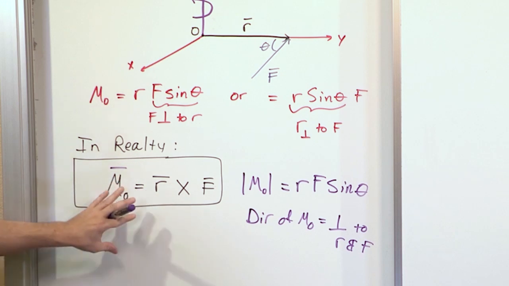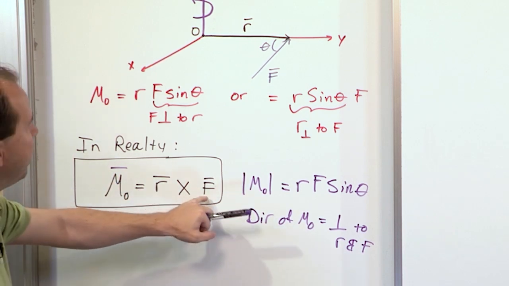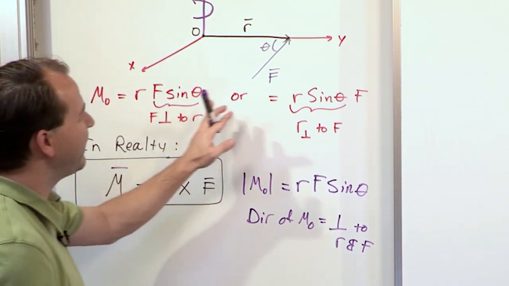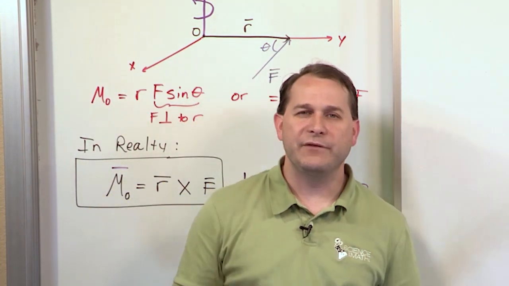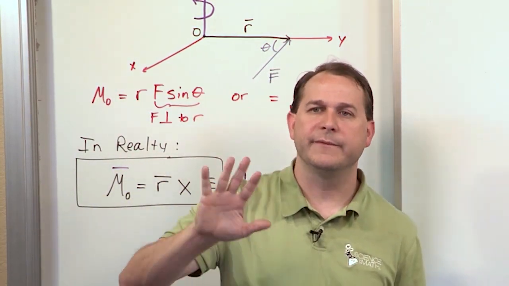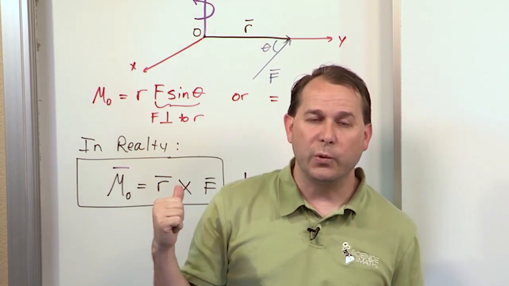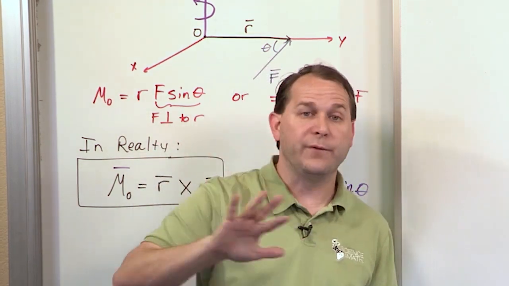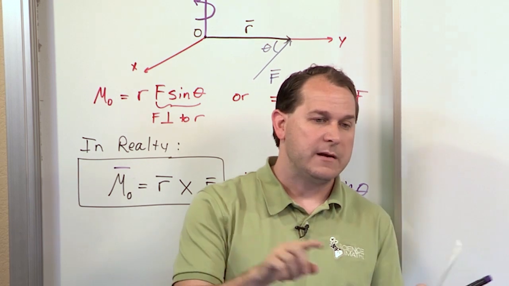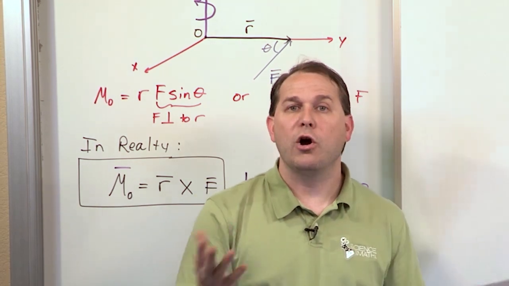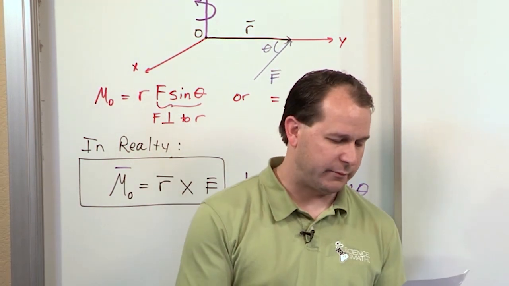So I'm just trying to prove to you that when you say the moment is R cross F, everything is consistent with everything we've been doing. It's just that in the previous problems we had two-dimensional problems. All of the moments were coming out of the board or into the board because all of the forces and the moment arms were all in the plane of the board for all of these other problems.